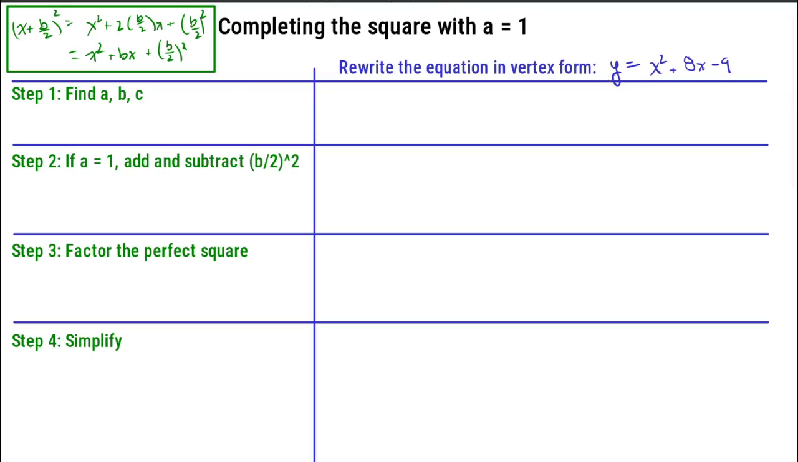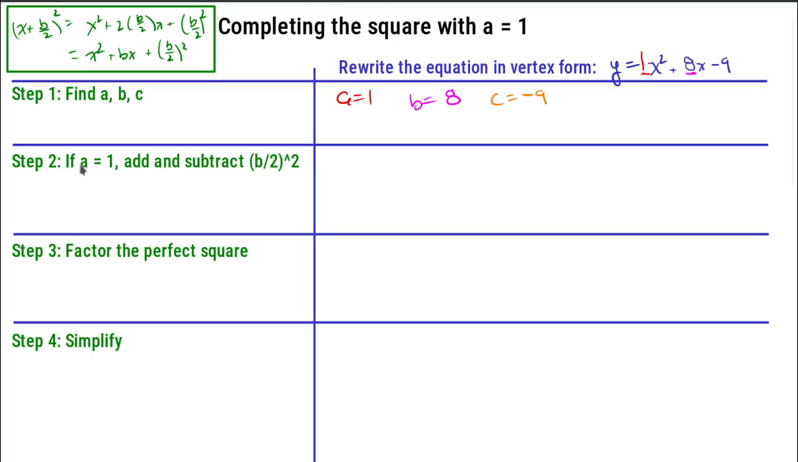First step, we find a, b, and c. So a, the coefficient of the x squared term, is this invisible 1 here. a equals 1. The b coefficient, the coefficient of the x, that's an 8. And the constant term, the coefficient c, is minus 9. And that minus sign is important, so make sure you include that.